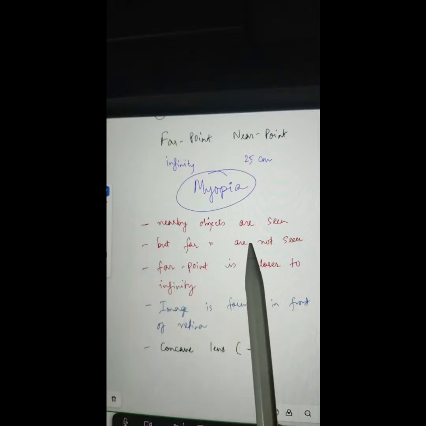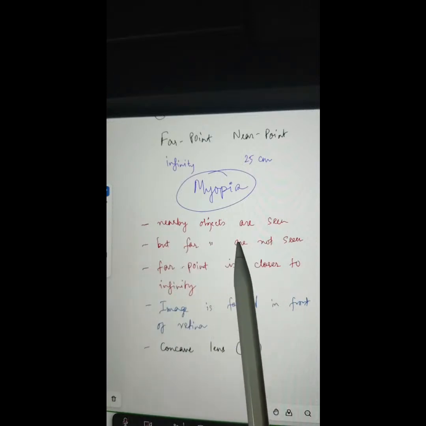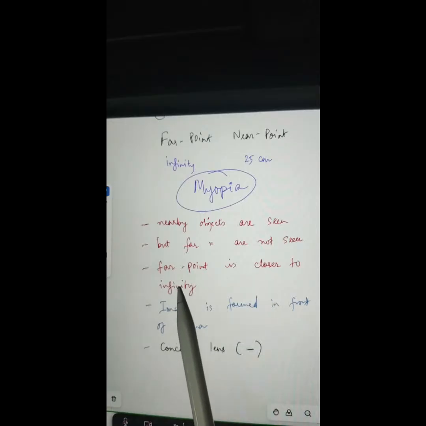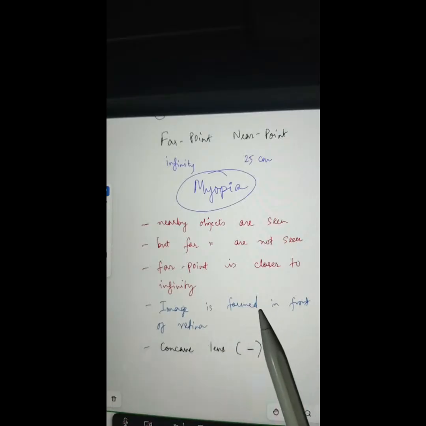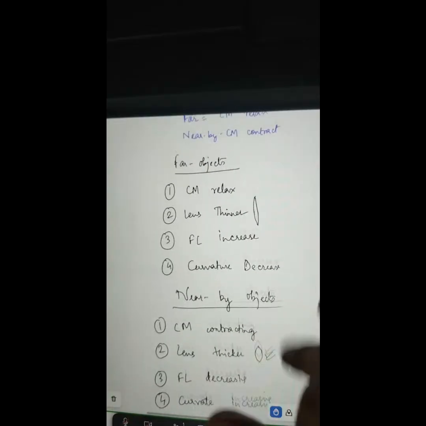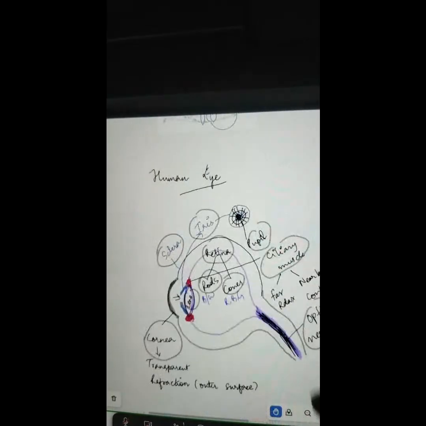So myopia is a disorder of the eye in which nearby objects are seen, meaning nearsightedness is there, but far-sightedness is affected. That's what I have written here. The far point is brought closer than infinity. A normal eye can see distant objects, but if the person is suffering from myopia, then the far point is not going to be infinity, it will be closer. The image will be formed in front of the retina and it can be corrected using a concave lens of adequate power. Now let's see the diagrams of myopia and then we will move further.